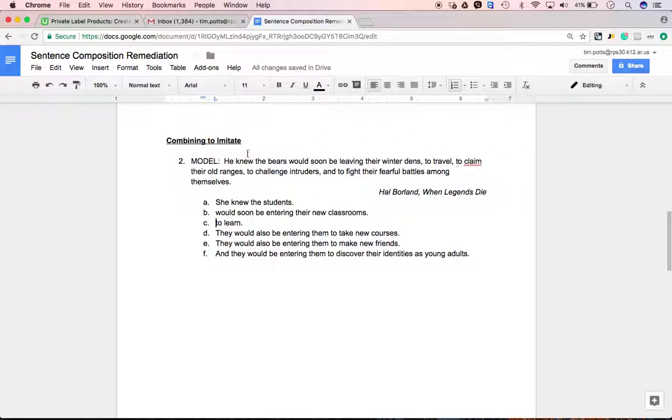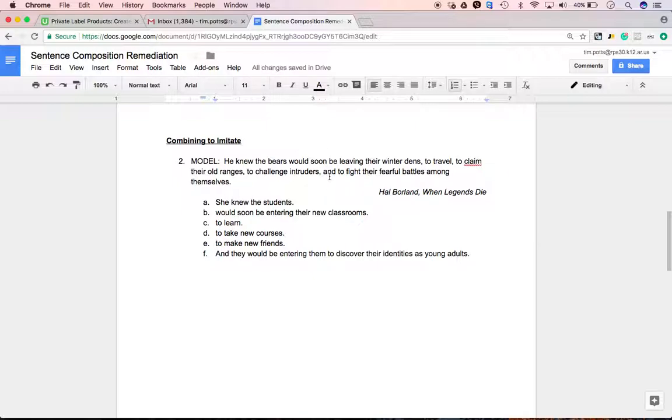Then over here, to claim their old ranges. They would also be entering them to take new courses. So think, which part do we get rid of on D? If you thought everything except for to take new courses, you're correct. Then to claim their old ranges, to challenge intruders. All right, so on this one, again, we have a word that begins with to, and we have to challenge intruders. What part of E matches up with to challenge intruders? If you thought to make new friends, you're correct. You get rid of everything else.